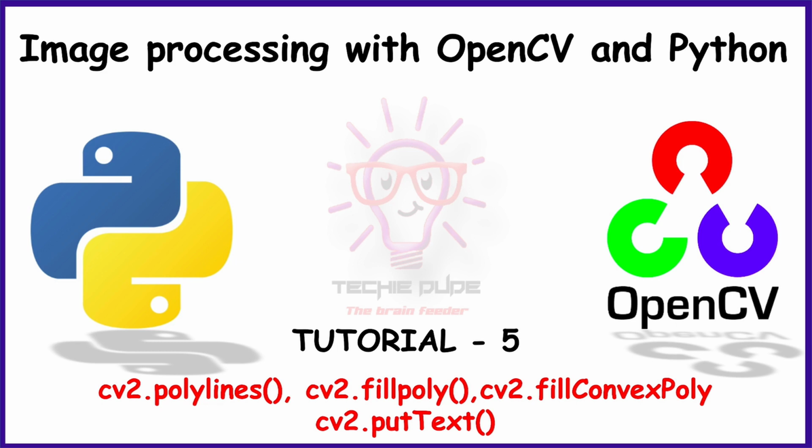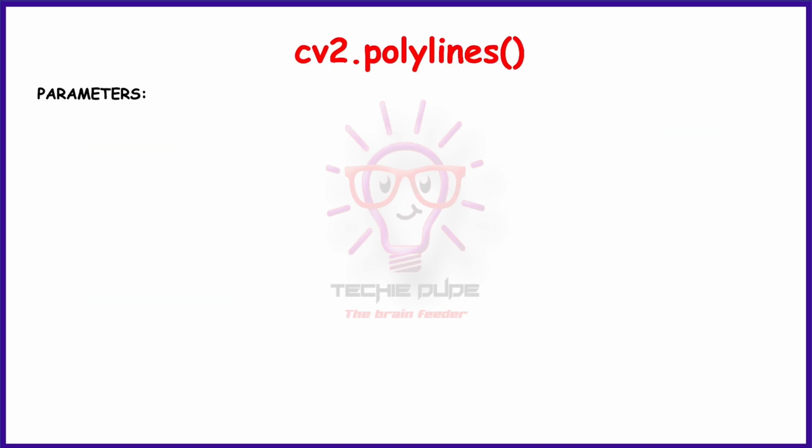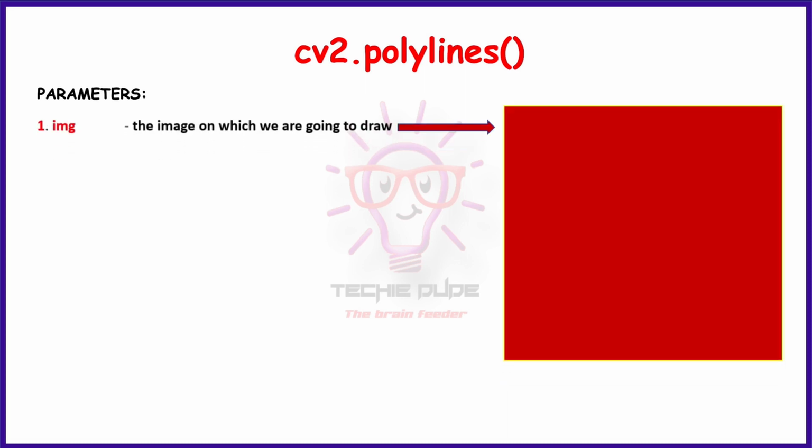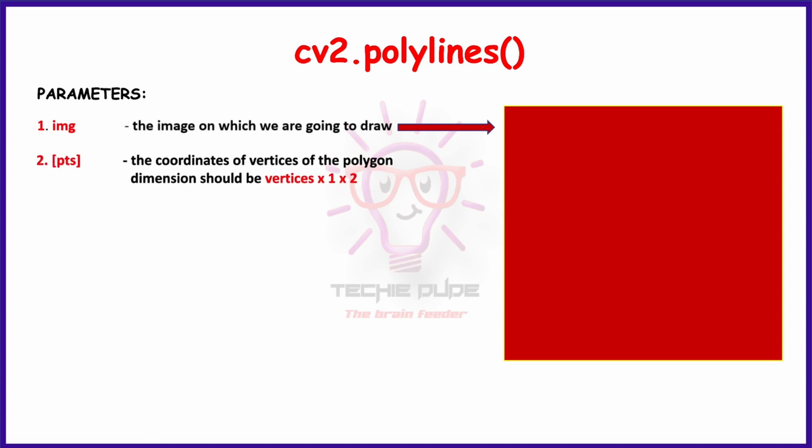So looking into the first function, which is the cv2.polylines. The cv2.polylines takes in the following parameters. The first parameter is the image on which we are going to draw, and next we have to pass the points parameter. The points parameter is nothing but the coordinates of the vertices of the polygon, and it must be a numpy array, and its dimension should be vertices cross 1 cross 2. So for example, if I'm going to draw a diamond shaped figure inside this square, I'll be passing in these four coordinates respectively. The third parameter which we must pass into cv2.polylines is the isClosed parameter.